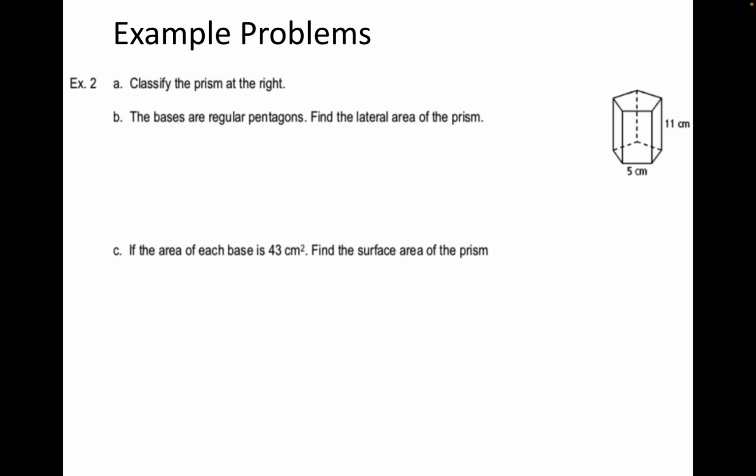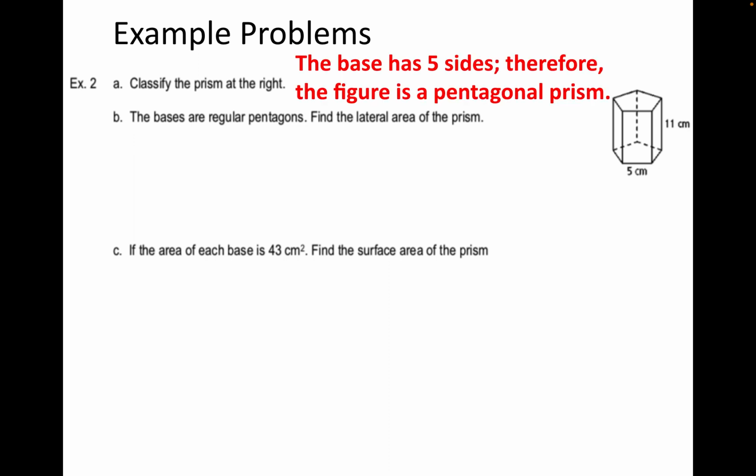All right, it's asking us to classify the prism. Well, the bases of that prism are a pentagon, so the base has 5 sides. Therefore, we would call it a pentagonal prism. The bases are regular polygons. Find the area of the prism. I'm sorry, find the lateral area of the prism, excuse me.